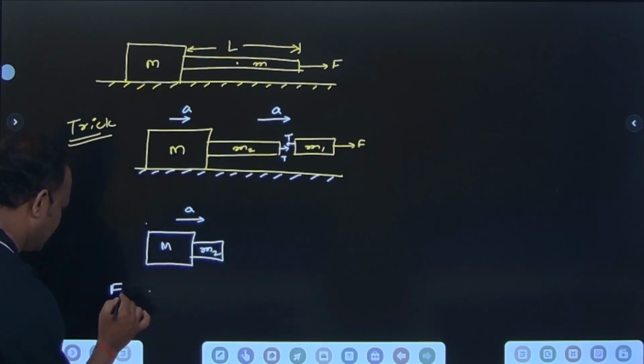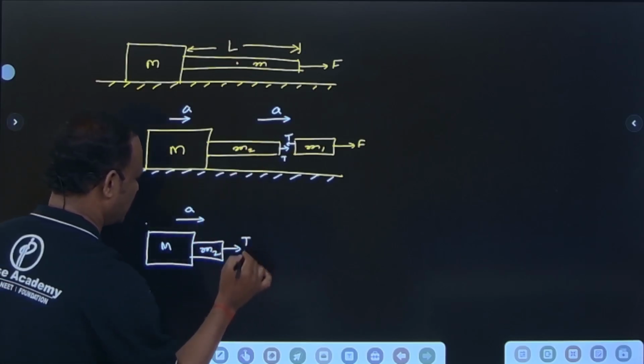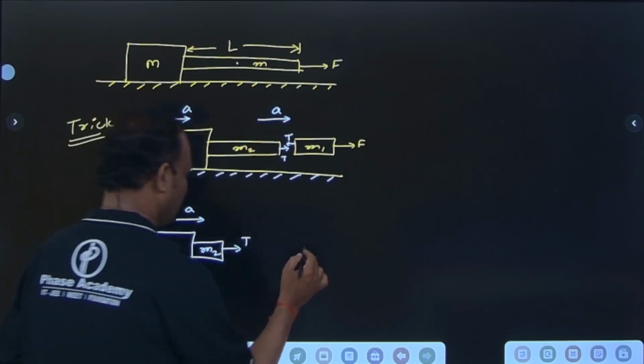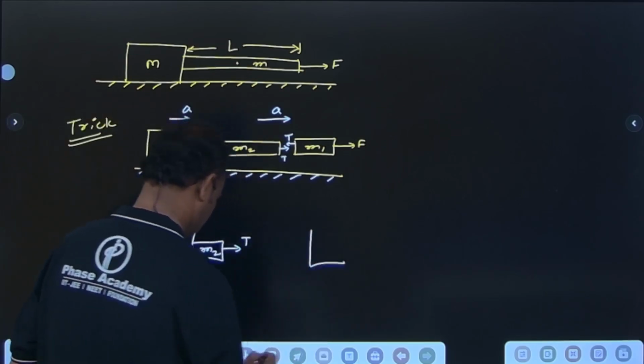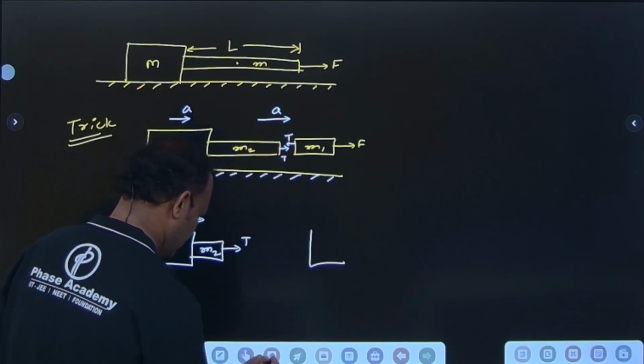F net is equal to, yes. How many forces are there here? It's T. Correct. So if you go for this, in a single rope, M1 is considered.